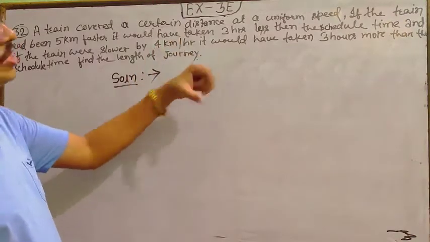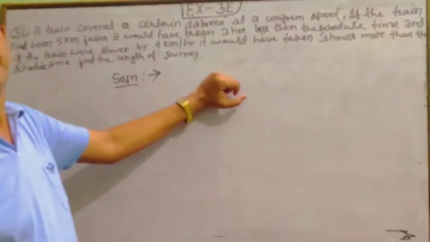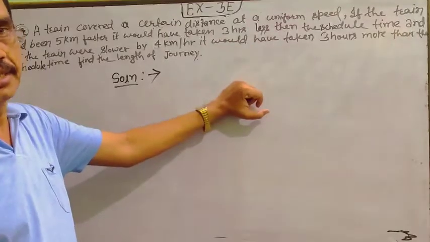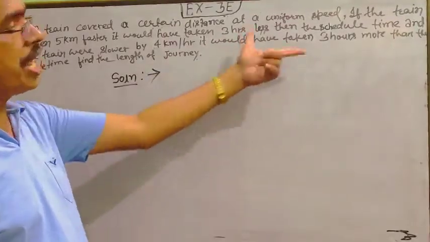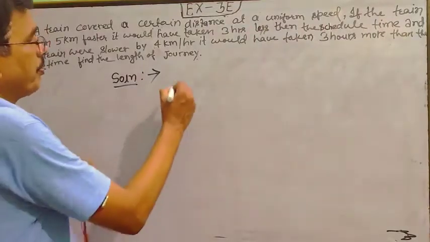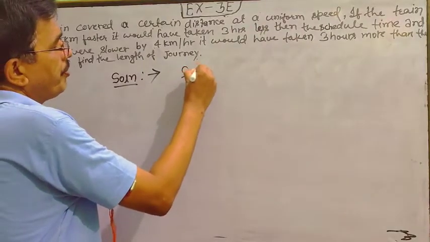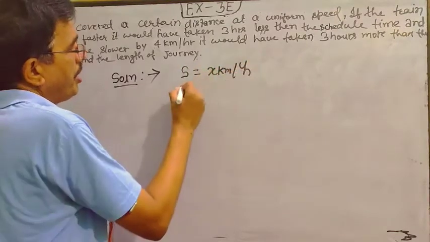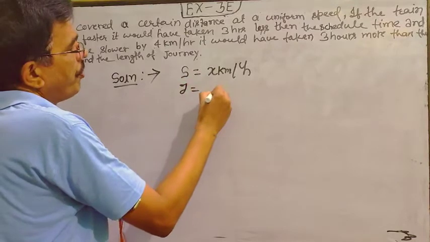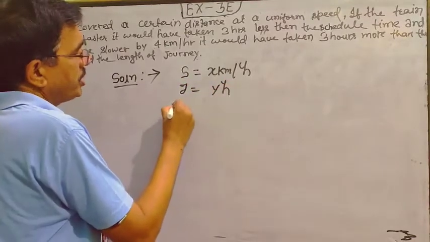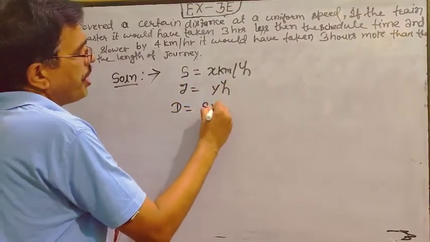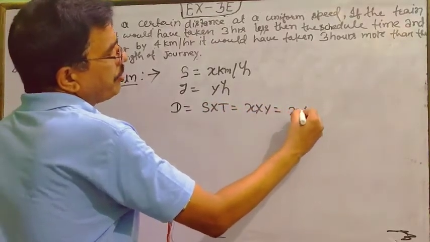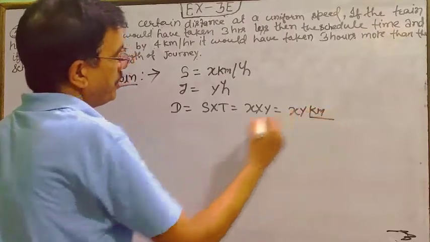Dear student, this question is related to speed and time. Here, when we increase the speed, then the time will be less. If your speed is slower, then the time will be more. So here, suppose the speed of the train is x km per hour and the time is y hours. So what is distance? Distance is equal to speed into time. So x into y, that is xy kilometers.